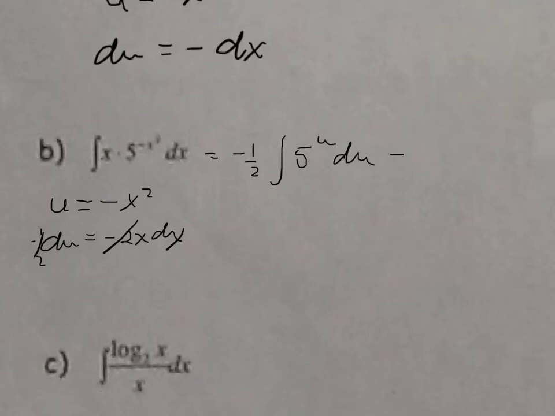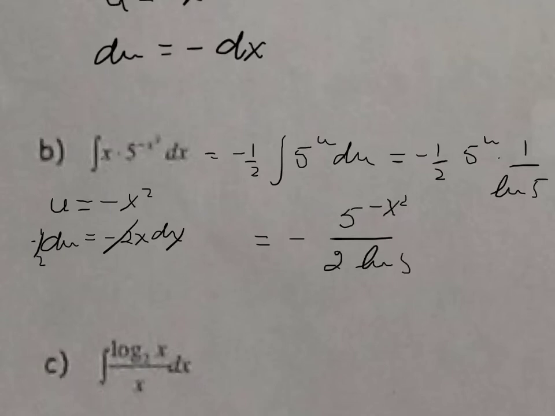Now we know how to integrate it, so it's negative 1/2 times 5 to the u times 1 over ln of 5. Plugging u back and simplifying the expression, it's negative 5 to the negative x squared over 2 ln of 5.